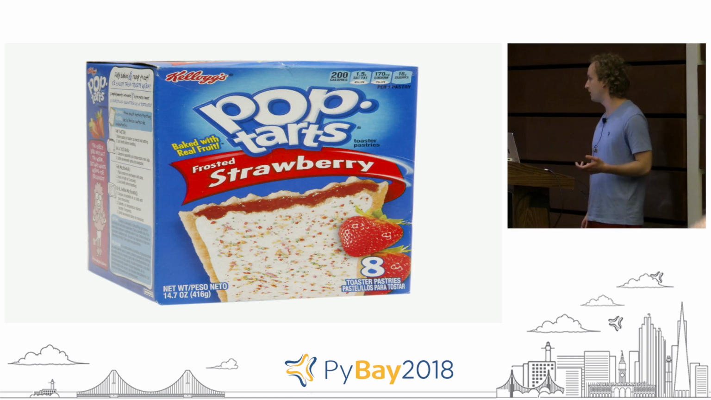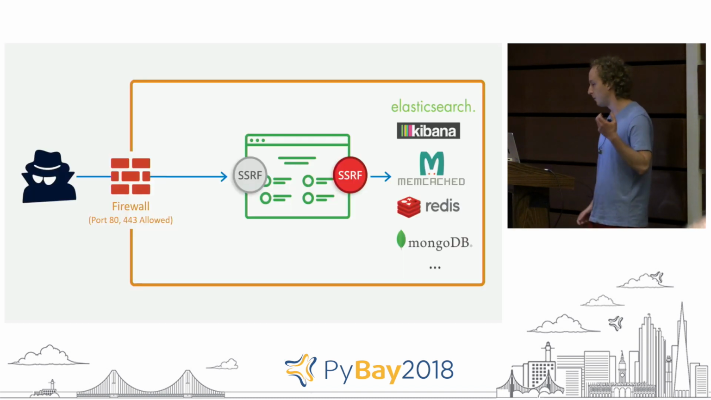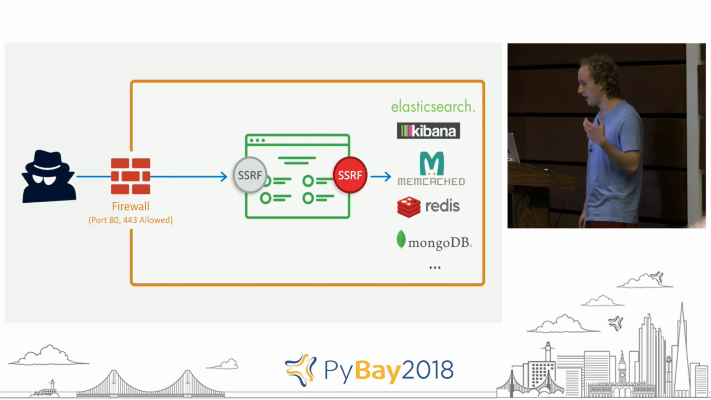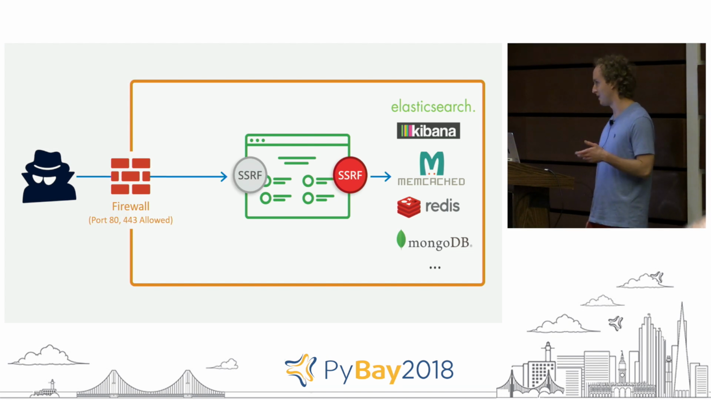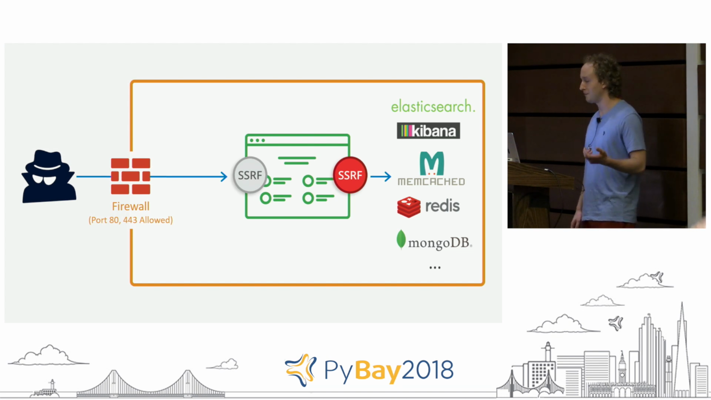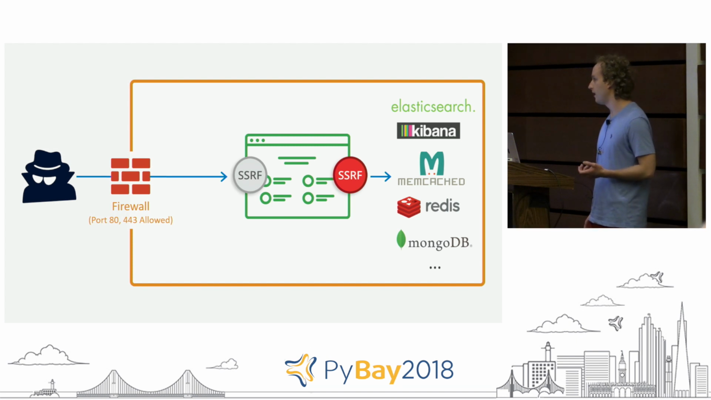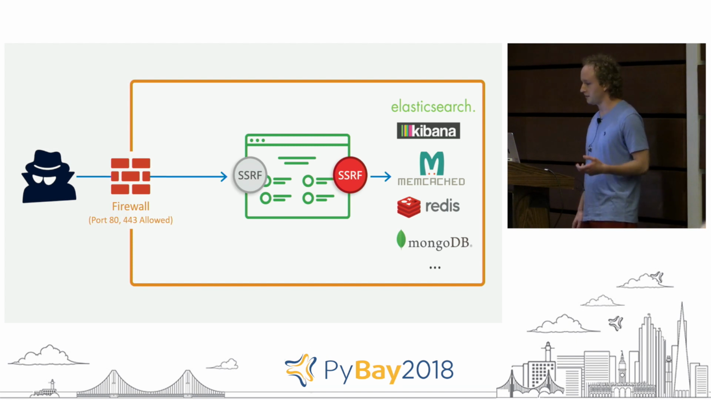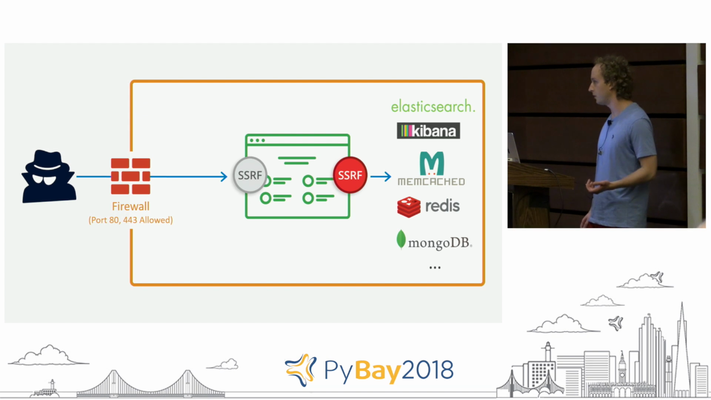Networks can be like Pop-Tarts. They're hard on the outside and only allow HTTP in through the firewall. And they're soft and gooey on the inside. And so once you're past the firewall, you can access Elasticsearch, Kibana, the AWS metadata service, et cetera. And there have been a lot of public instances of this turned into remote code execution.